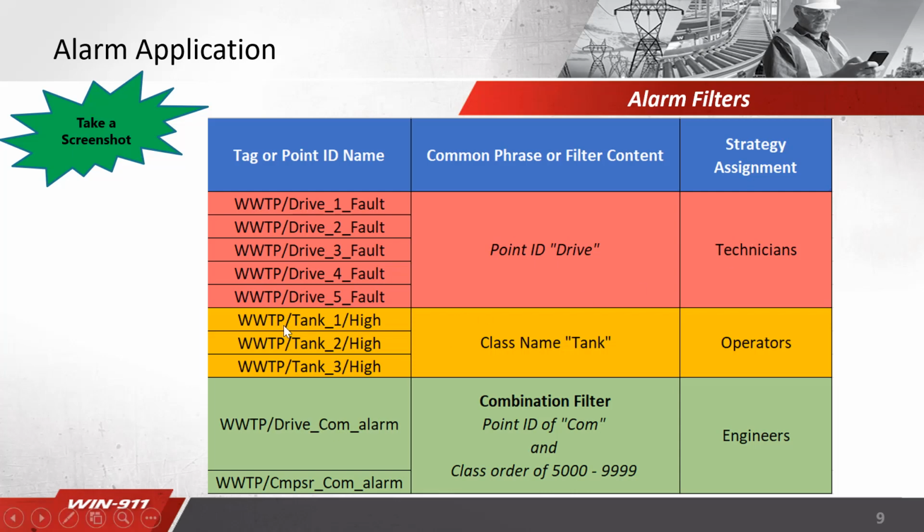Similar process for these wastewater treatment plant tank alarms for the high. We'll take these and point them to the operator strategy. Now this tank is not the same as a point. This will be different. We're looking for the actual class name that is assigned a class inside of Simplicity for the tank, not the part of the tag name. Finally, I'll show you an example that is a combination of a few of these. This includes the point ID and the class order. So for these alarms that are the COM fault alarms, we'll take these and filter on the COM, and we're looking for a specific class order of a certain range. We'll take these alarms and point them to the engineers.